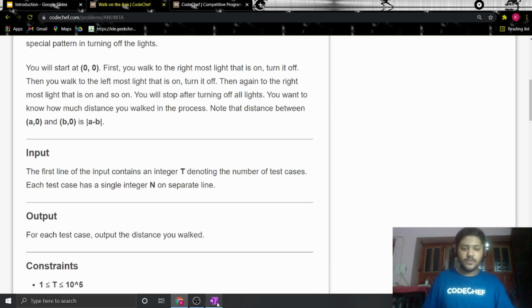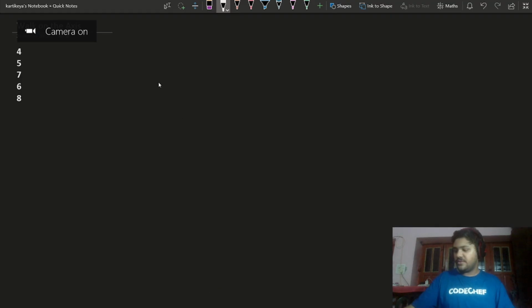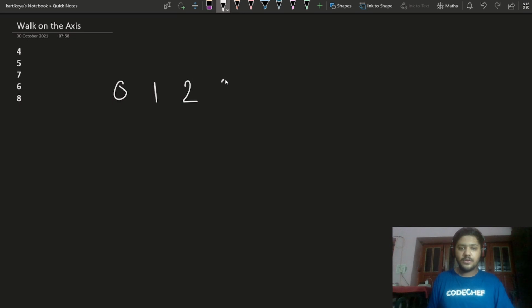Now let's move on to a few of the test cases. Let us suppose that we have 5 lights, or the value of n is equal to 5. So we would have 6 points on the x-axis. Where would those points be? The first point would be at 0. The other points would be at 1, 2, 3, 4 and 5.